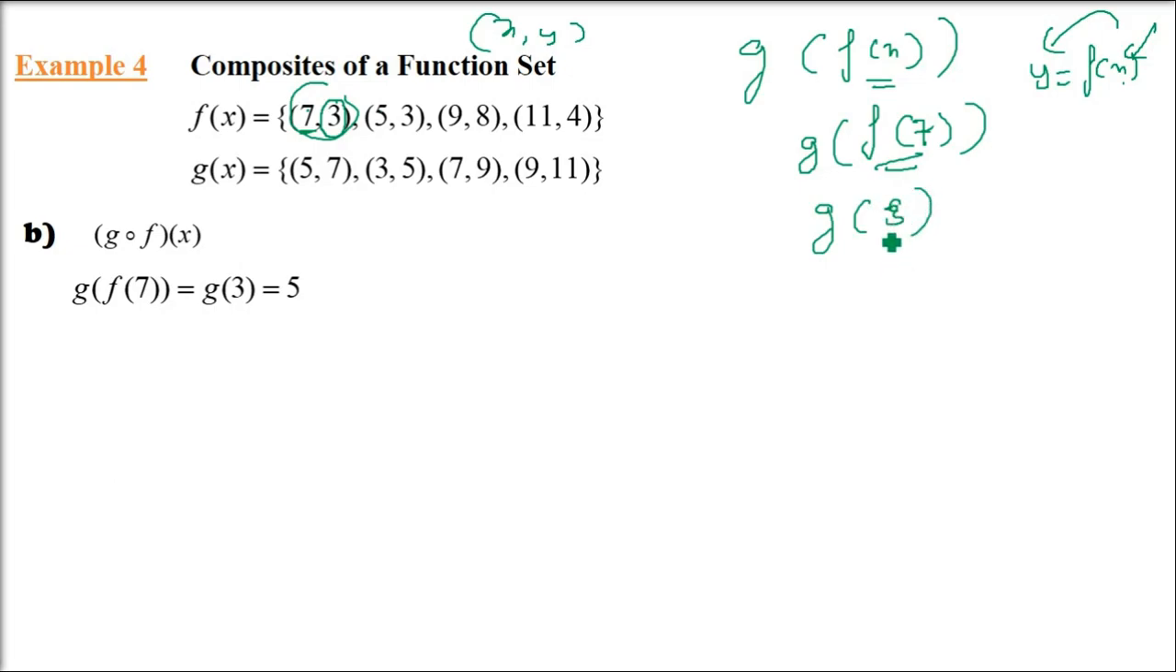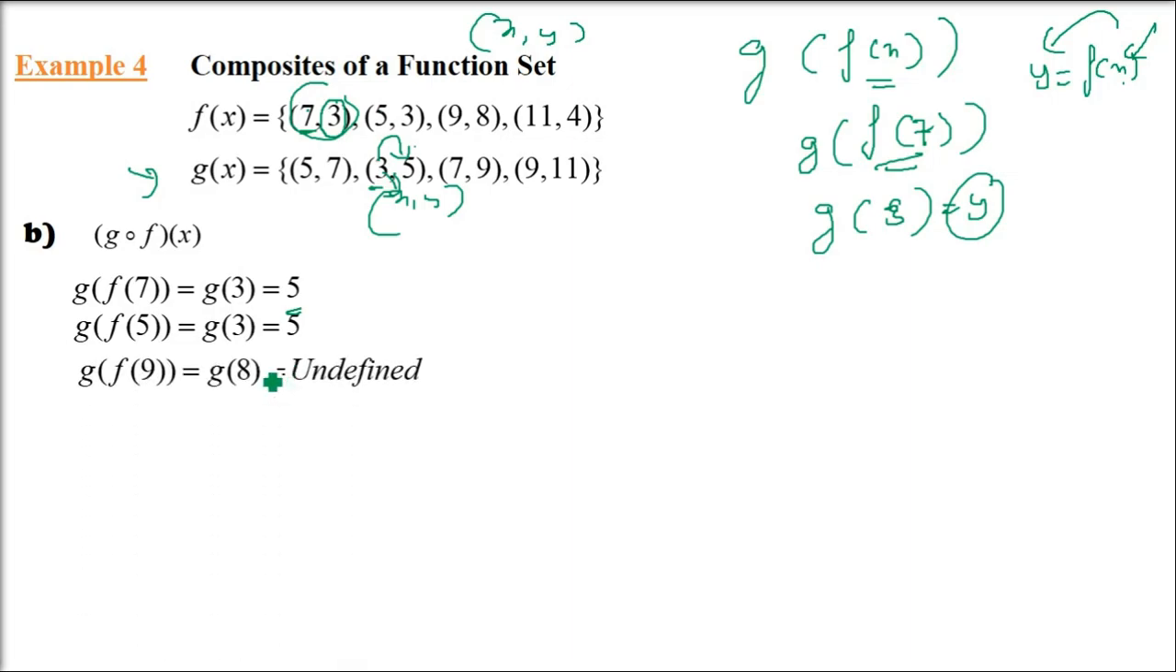So in place of f7, you have to write 3. And how about g? Now you have to put 3 wherever it is. So now what is g3? When we put 3 inside this g(x), the output is 5. So 5 is the answer. So these are all the values.